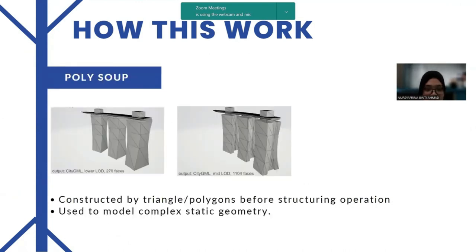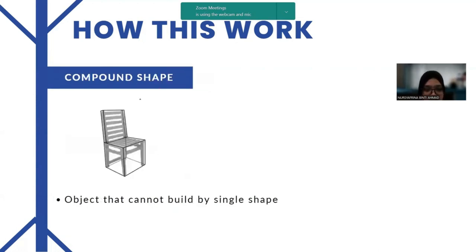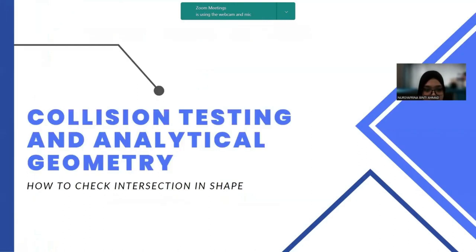And then polyset, which is used to construct complex geometry by using triangles and polygons. Next is compound shape, which is for an object that cannot be built by a single shape. In the image, there are two shapes to build the chair, which are the first shape and also the second shape. How can we check the intersection of shapes?